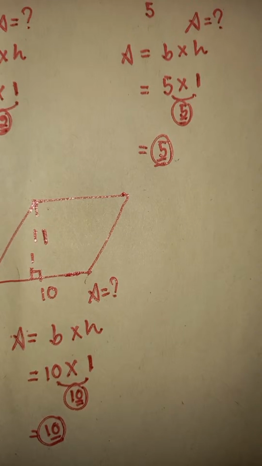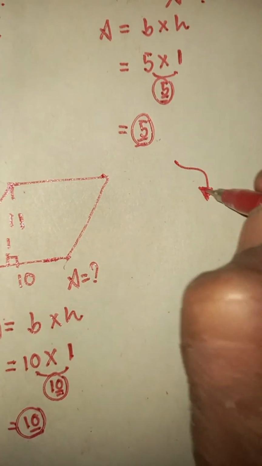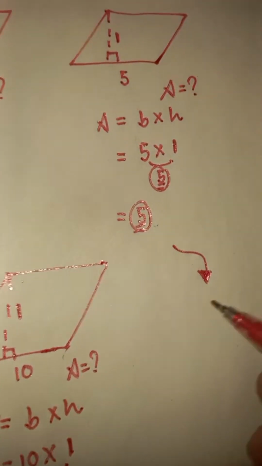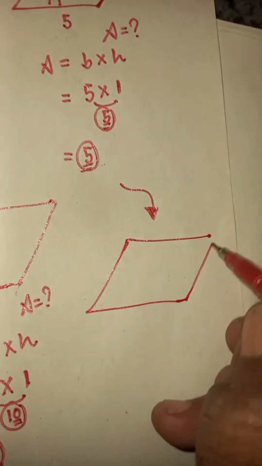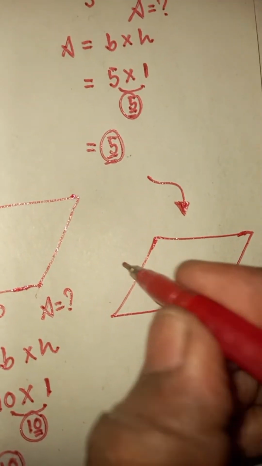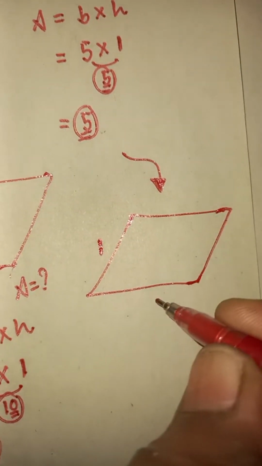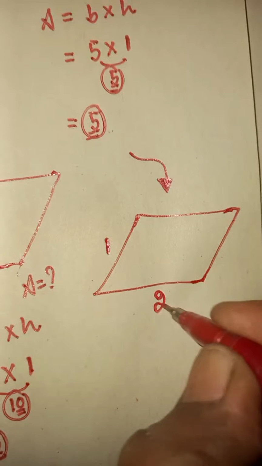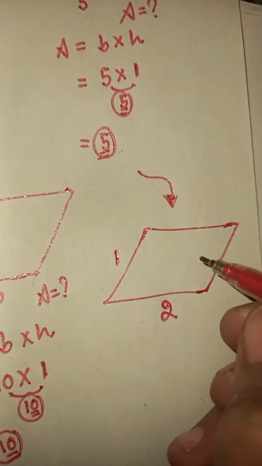Now let's take one more picture. Now I'm going to tell how to find out the perimeter of a parallelogram. If you take a parallelogram, one side they are giving us as 1 unit, another side as 2 units. You need to find out what's the perimeter.